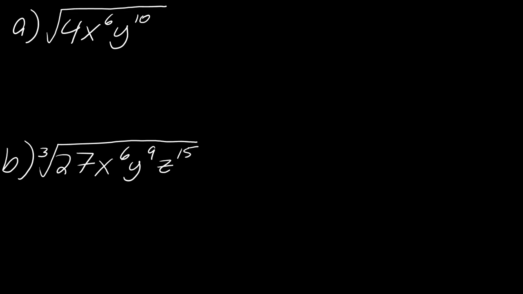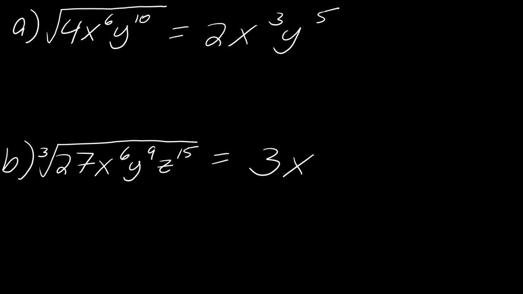So these 2 are nice and straightforward examples because there's no remainders, there's no breaking anything down. So the square root of 4 is 2, and then if I just divide x to the 6th and y to the 10th by 2, this is going to leave me with x to the 3rd and y to the 5th. So that one is a nice one. And so is B, so the cube root of 27 is 3. And then dividing each exponent by, remember we're doing a cube root, so I have to divide each exponent by 3 now. This is going to give me x squared, y to the 3rd, z to the 5th.